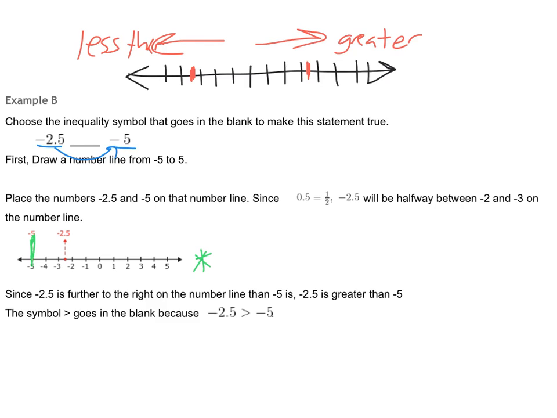Since 0.5 is about a half, negative 2.5 is going to be halfway between negative 2 and negative 3. So that's going to go right here. Now, as you can see, negative 2.5 is to the right of negative 5. And if you remember up here, if it's to the right of it, it's greater. So therefore, our symbol is going to be greater than. So we would say that negative 2.5 is greater than negative 5.